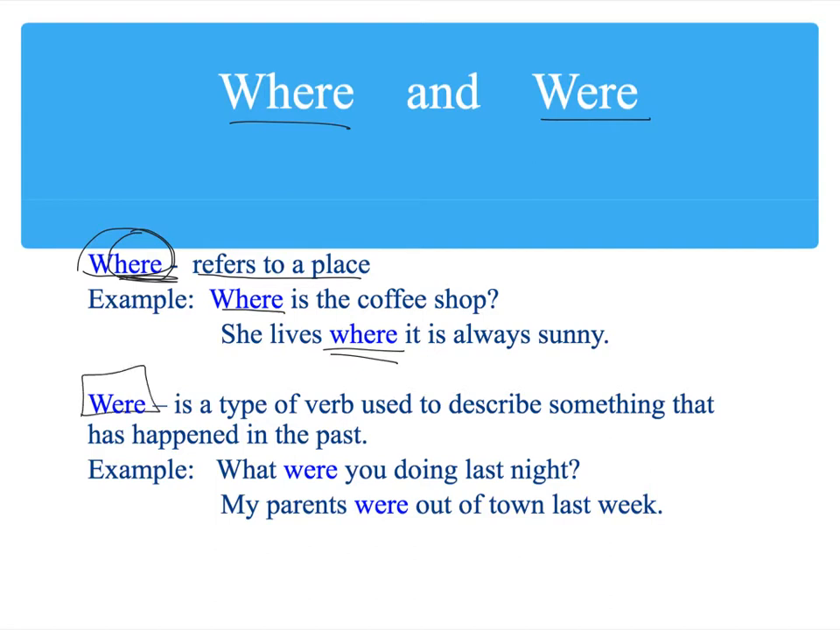Were, however, is a type of verb, action, used to describe something that has happened in the past. What were you doing last night? My parents were out of town last week. Two totally different words, guys.